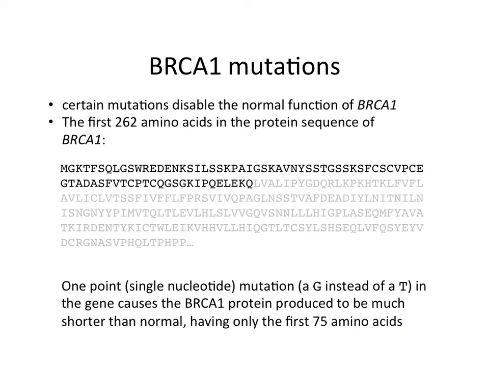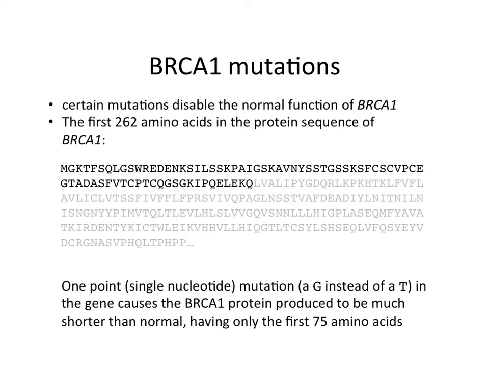And there are mutations in this gene that cause problems. Right, so here's the loss of function coming. The normal breast cancer 1 protein that's produced by the breast cancer 1 gene is huge. Hundreds of amino acids. Here, I'm just showing you both in black and in gray, the first 262. This is a really big protein that's produced from this gene. First 262 amino acids on the screen.